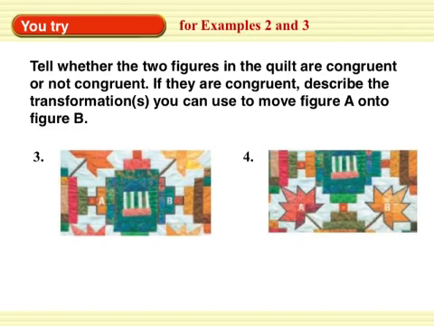Tell whether the two figures in the quilt are congruent or not congruent. If they are congruent, describe the transformations you can use to move figure A onto figure B. Let's see, if I look at figure A, I'm going to try to draw that. Figure A, that was bad. Let's try that again. A little bit better. Sorry for the bell. If you see figure A, it's a little tower. Then figure B.